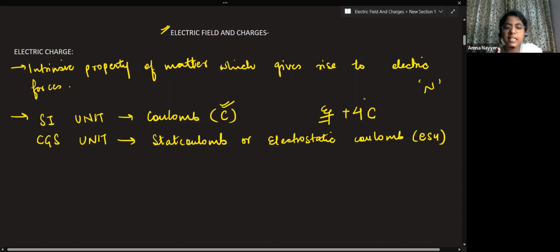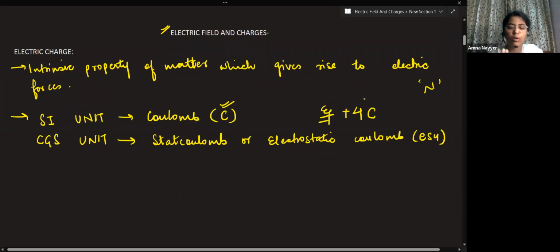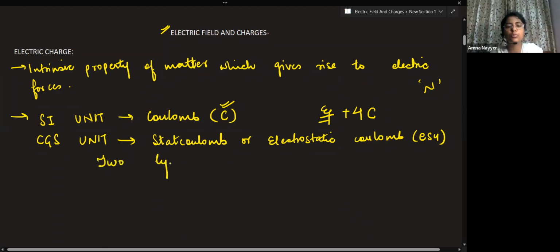So basically, in nature, we have two major types of charges. What are the two types of charges? Positive and negative charges. So we have two types of charges in nature, known as positive and negative.